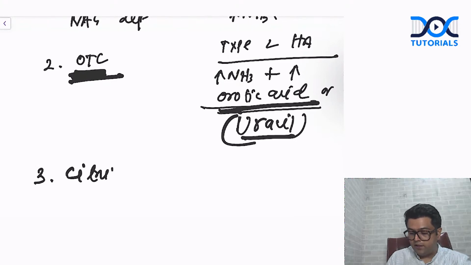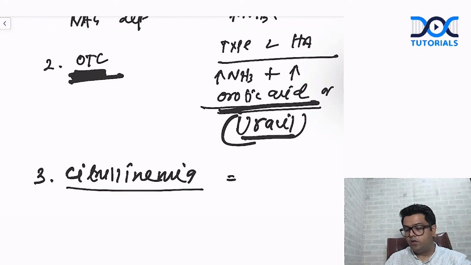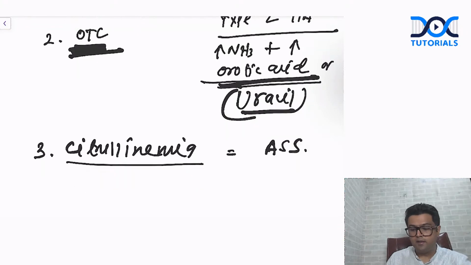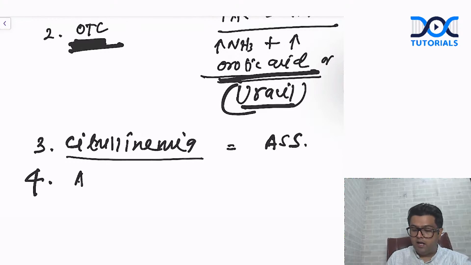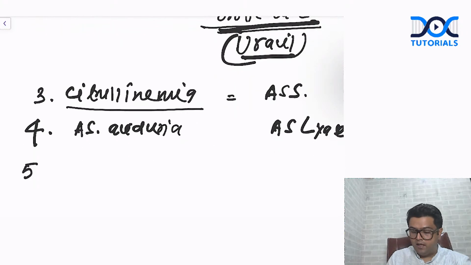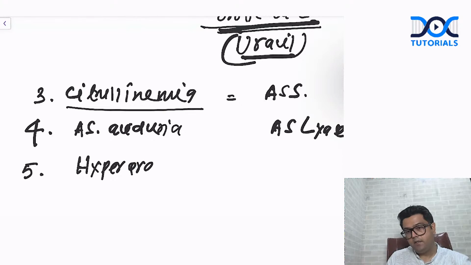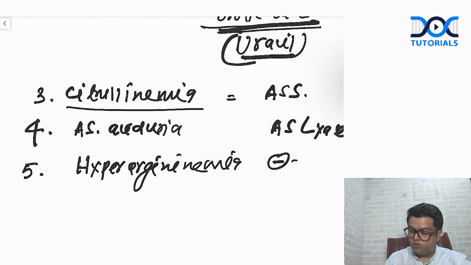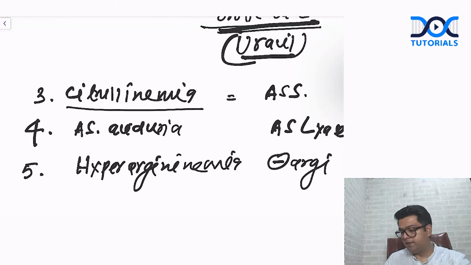Then citrullinemia, that is the next one. You know the name of the enzyme, argininosuccinate synthetase. Then argininosuccinate aciduria, that is the fourth one. Argininosuccinate lyase is the name of the enzyme. Then number 5 is hyperargininemia, right? And this is due to the deficiency of arginase.